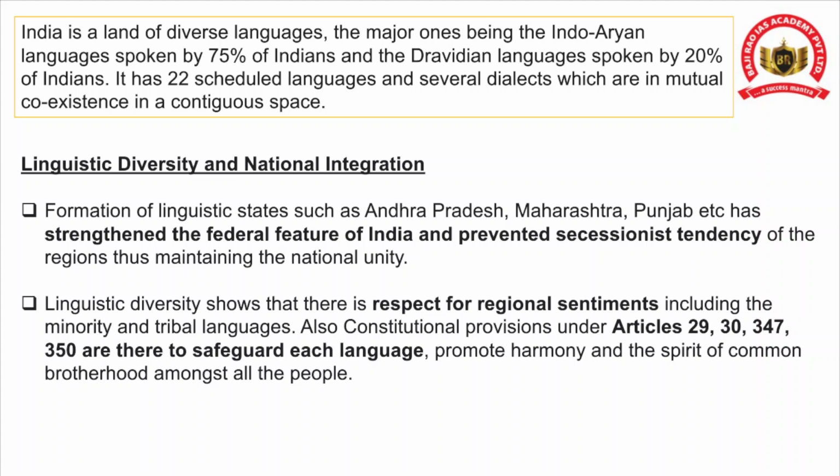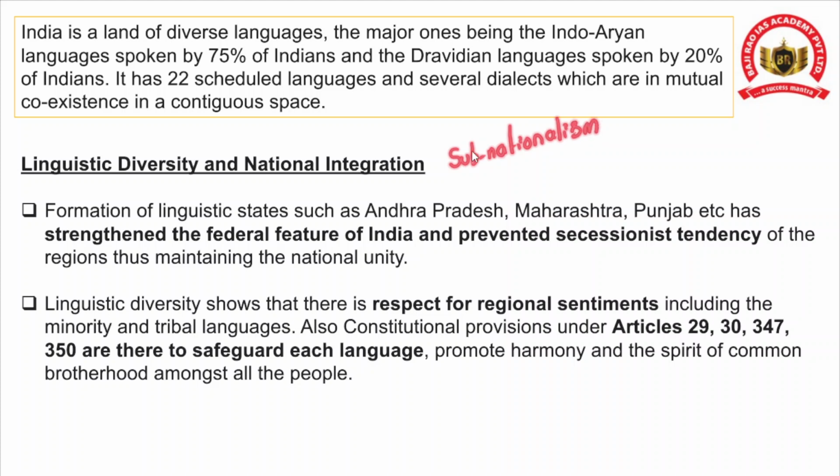Now, as you have introduced this answer briefly, then just write a heading: linguistic diversity and national integration, how linguistic diversity contributes to national integration. So as we have read, after independence there was a demand for the formation of states on the basis of language. So during that time, during the 1950s and 1960s, in fact, the national leadership feared that the linguistic diversity would lead to subnationalism. Subnationalism is very often associated with threats like secessionism.